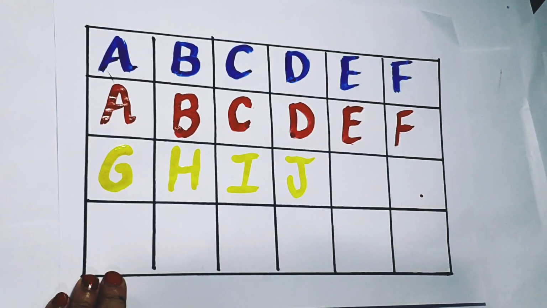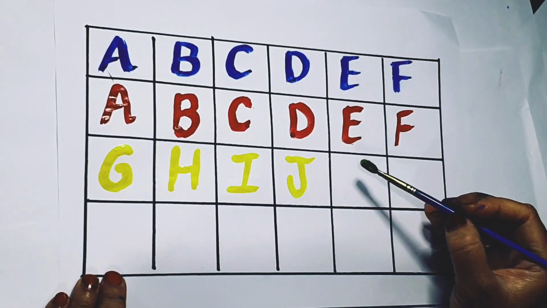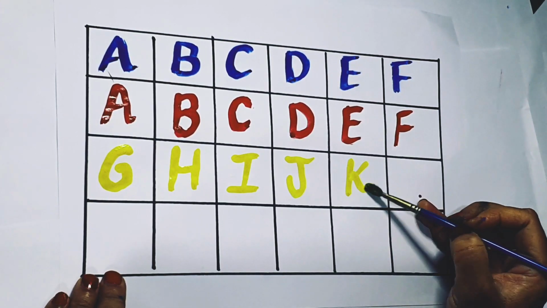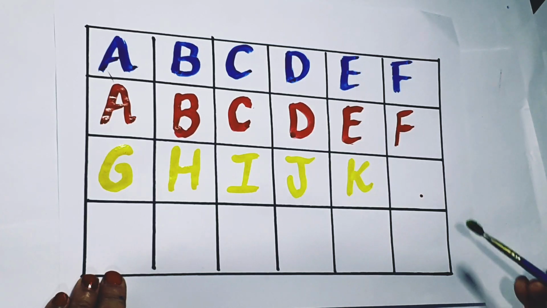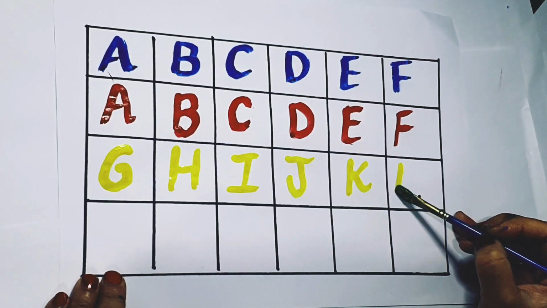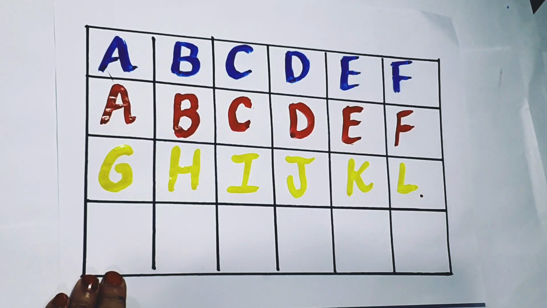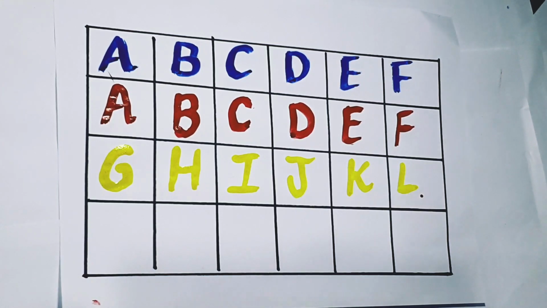J for joker. J for jelly. K for kite. K for king. L for lemon. L for lime.